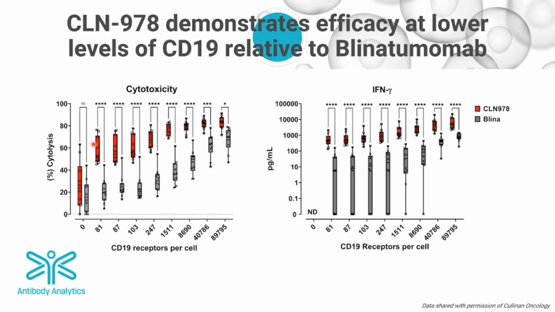The biggest differences are seen at the lower levels of CD19 expression, with the level of cytolysis becoming more comparable at the higher levels of CD19. A similar scenario happens with the interferon gamma production by the effector cells, with CLN-978 causing a consistently higher level of interferon gamma production across the entire range of CD19 expression from our target cell line.